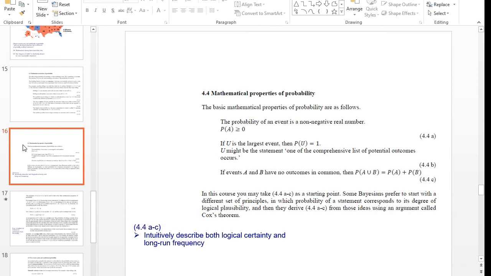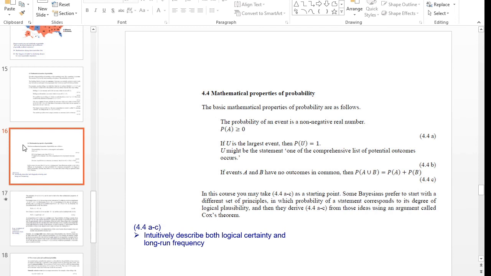But you don't need to. For this course, you are very welcome to take these laws of probability as intuitively correct things. So we'll look at them, and hopefully you will say, yes, I'm very happy with these mathematical laws applying to probability, which is going to be measuring my degree of belief in a statement. Okay, so 4.4a: the probability of an event is a non-negative real number. That's going to be fine. I'm going to be very happy describing a probability of something as, for example, 0.7, that something is true.